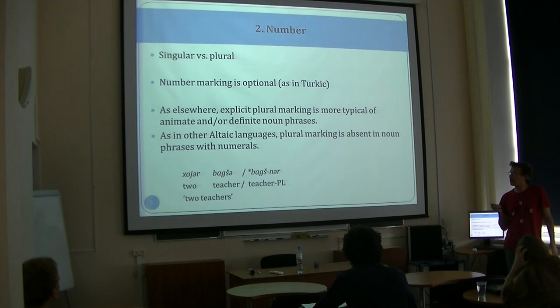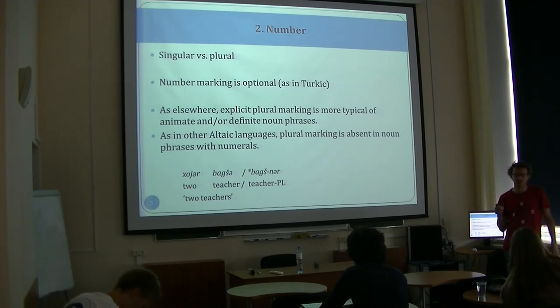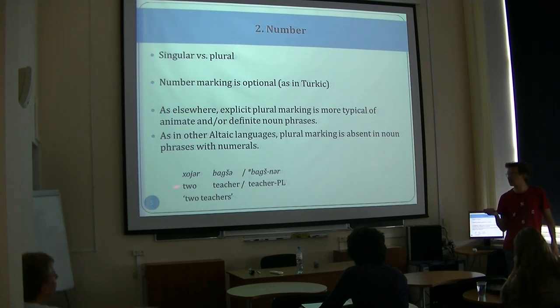For example, one other point which is common across Altaic languages is that plural markers are absent in constructions with numerals. So with numerals, it's not grammatically possible. You have to say "bakshin" to teachers, and you can't use "bakshin", the plural for the teacher, in these constructions.